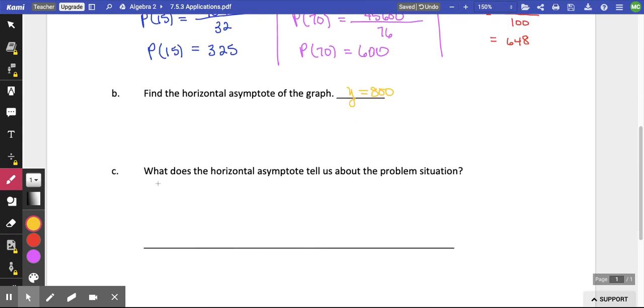Then they ask us to interpret what that horizontal asymptote means. What does it tell us about this situation? The y values are your deer population, and an asymptote is giving you a boundary, a limit for what's going on. So when they ask you what the horizontal asymptote tells you about the problem situation, if it's y equals 800, then that would mean that the limit of the deer population in that reserve is 800.